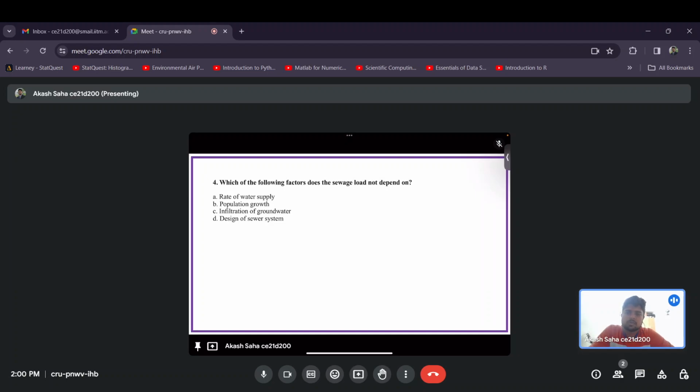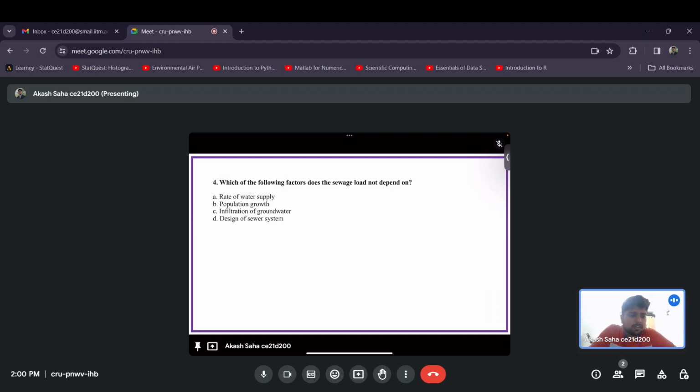Okay, so I think it's a pretty simple question to solve. The rate of water supply is directly proportional to my sewage load, because however much water supply is being given to a place, the sewage load will be directly related to it. For calculations, we take around 80 to 85% of the water supply as my sewage load. And also the population growth and infiltration of groundwater will add up to my sewage load. The more the population, the more the sewage load it will be.